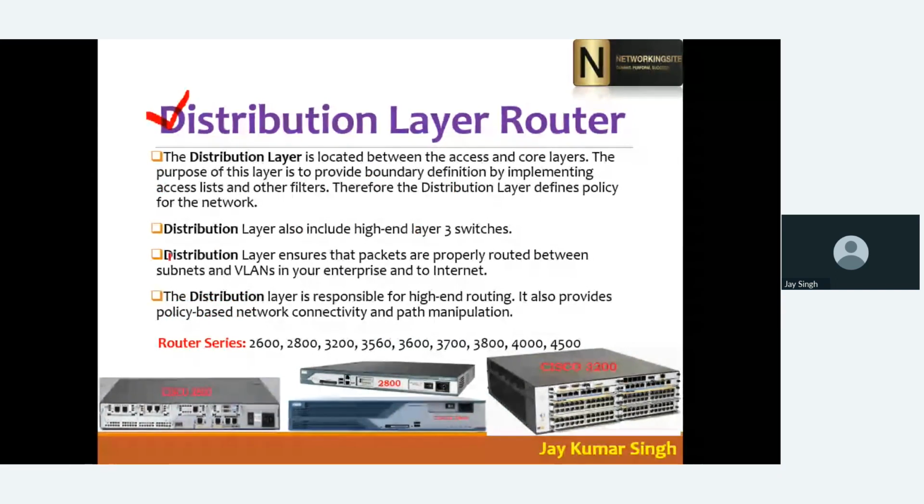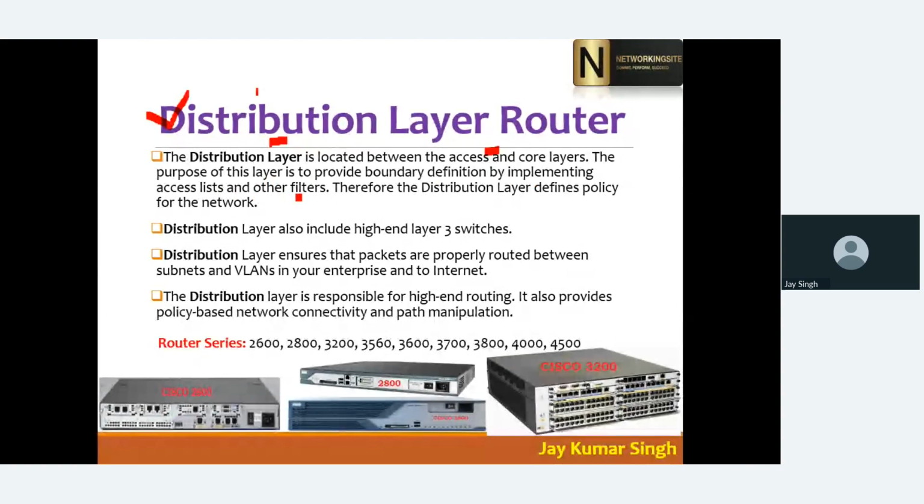Now here is the second model. When the data is moving from the access layer, it will come to the distribution layer. Its name is saying distribution: the data will be collected by the distribution router, and then the router will decide when the data will be forwarded, to whom, and how. The distribution layer router is located between the access layer and the core layer. The purpose of this layer is to provide boundary definition by implementing access lists and other filtering.